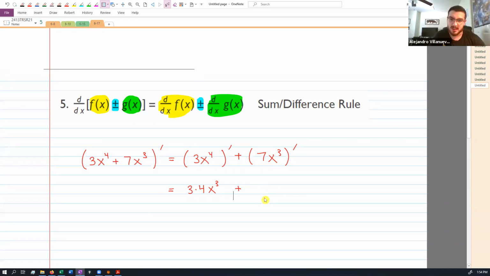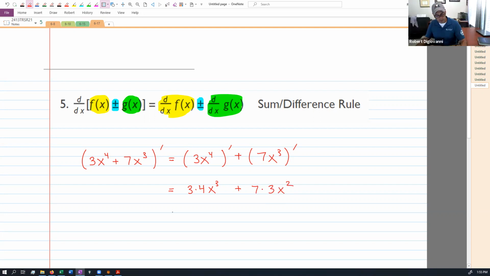Then for the next one, the 7 is going to ride along too. Then it's going to be 3x to the 2nd power. There we go. Good. Last thing would be just multiply these numbers together. So 12x cubed plus 21x squared. We're done.